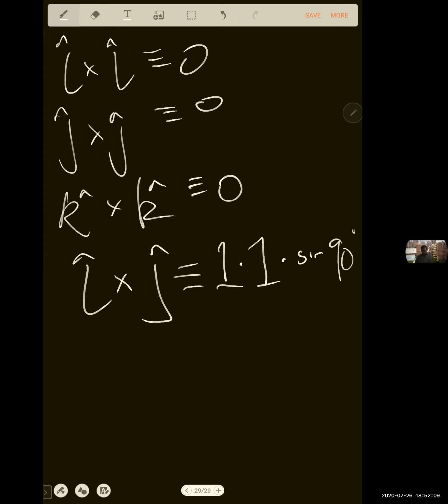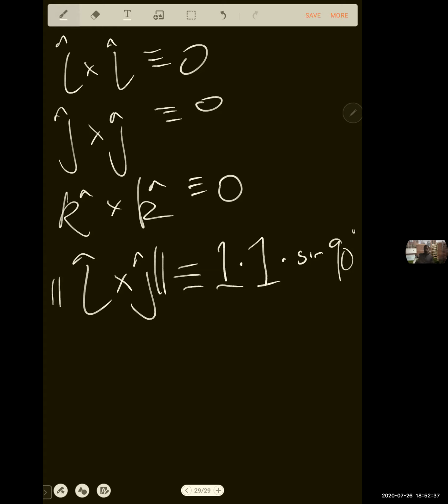But now let's be very careful. The magnitude of this will equal 1 times 1 times 1. Yes, if you cross i with j, you're going to get a vector whose magnitude is the full-bodied 1. Good if you already guessed that. But that's just the magnitude. You're going to get a vector whose magnitude is 1, but then points in some direction. What direction?